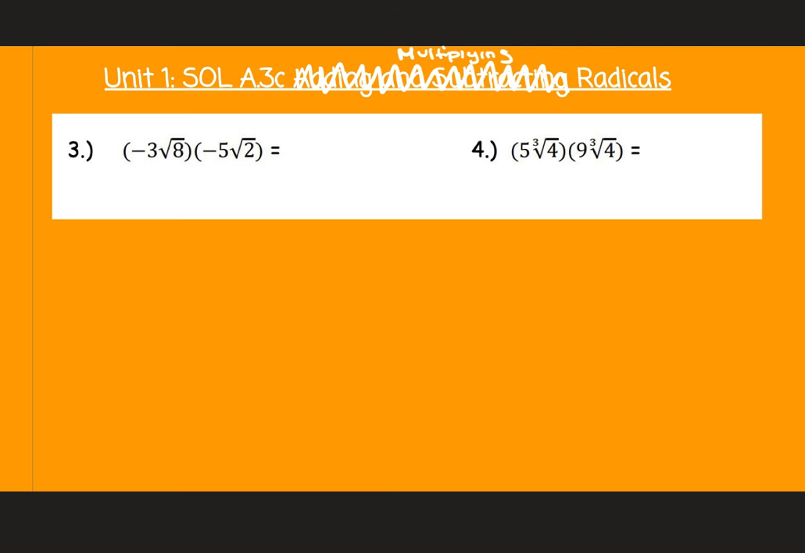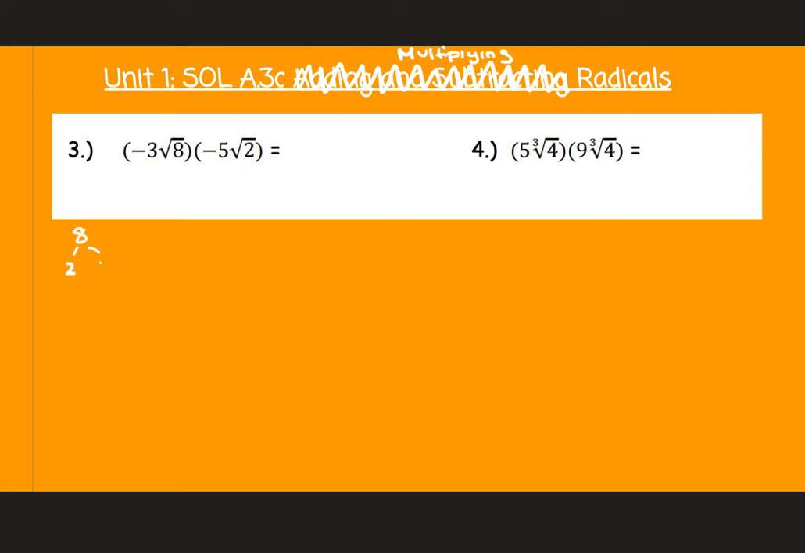All right, so again, we're going to use the same process. Again, we can see that what we have underneath the radical, we cannot simplify that anymore. But let's just take a look and see. So we have -3 times the square root of 8. So let's see if we can break down the square root of 8 more.